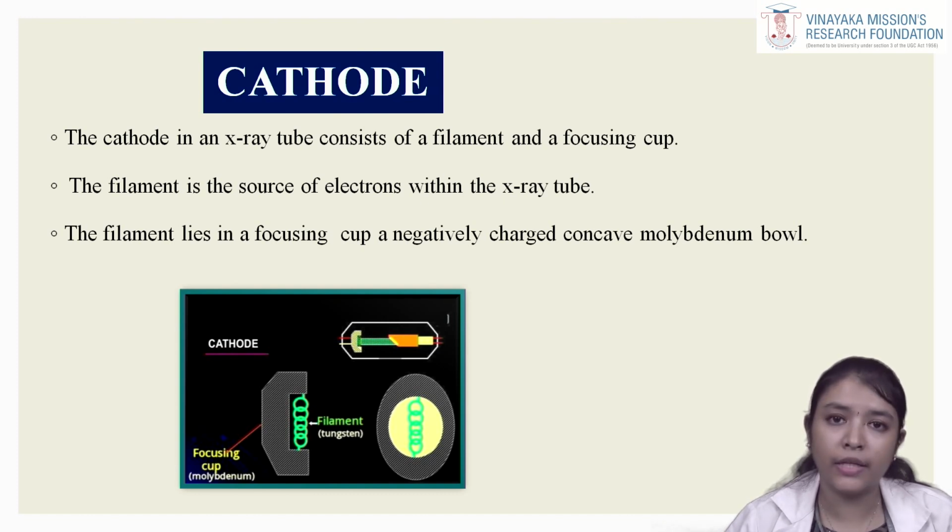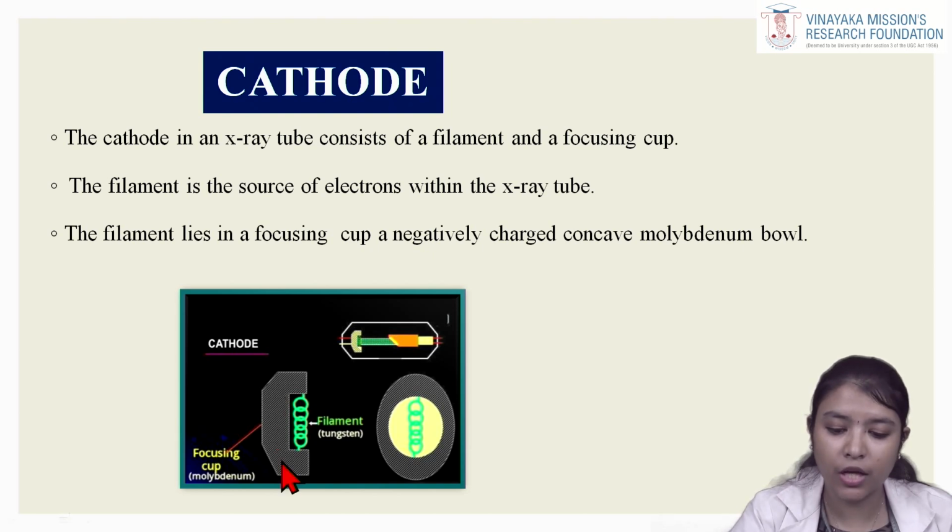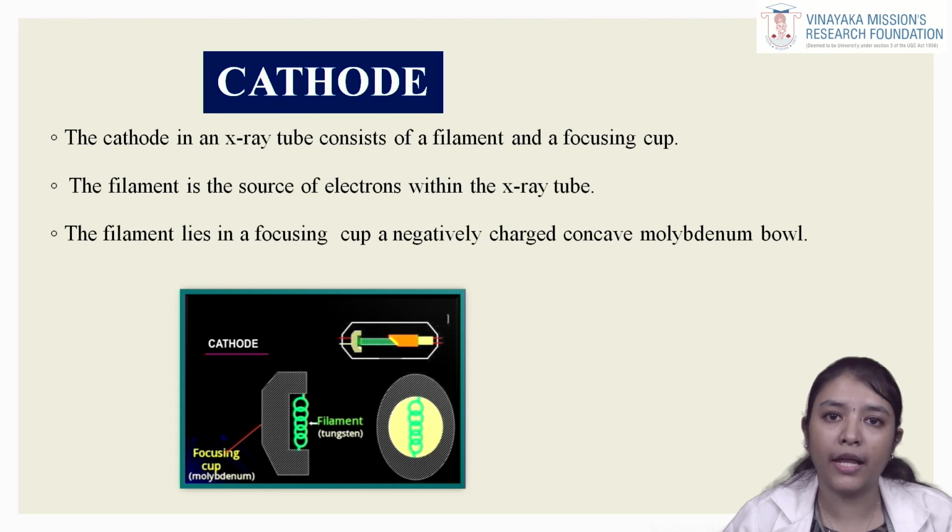This filament lies in a focusing cup, which is a negatively charged, concave molybdenum bowl. The shape is parabolic, which helps in focusing the electrons towards the targeted area, a small rectangular area in the anode which is termed the focal spot.